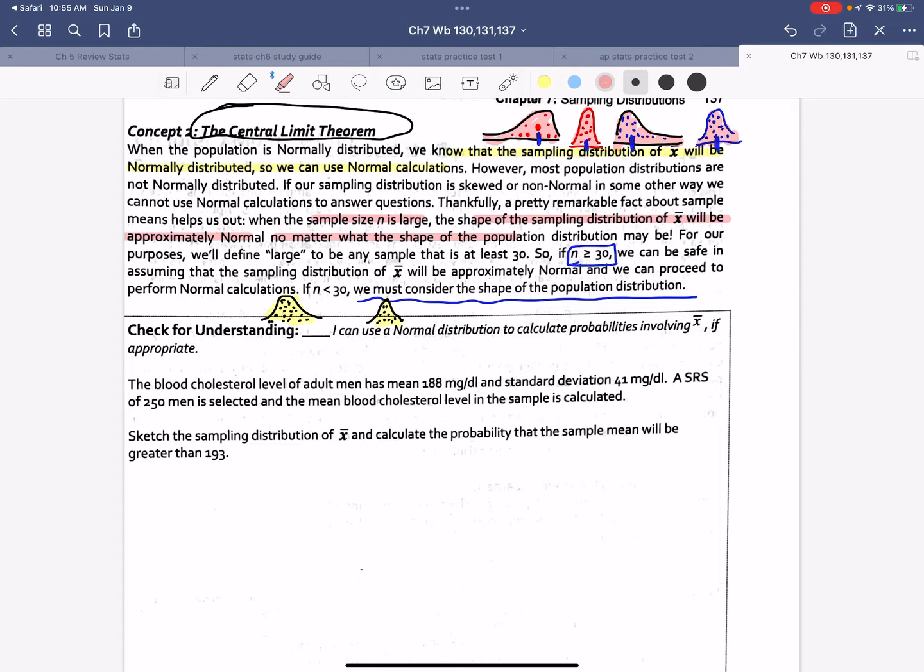For our purposes, we'll define large enough to be at least 30. We can be safe in assuming that the sampling distribution of x-bar will be approximately normal, and we can go ahead and proceed with normal calculations. So let's do that in question number 37.